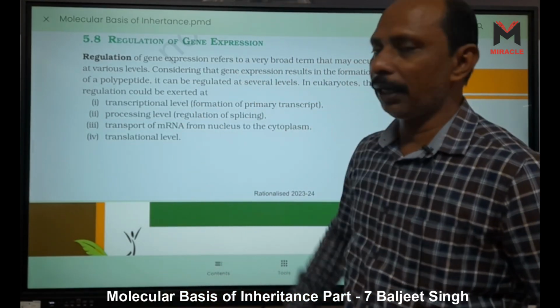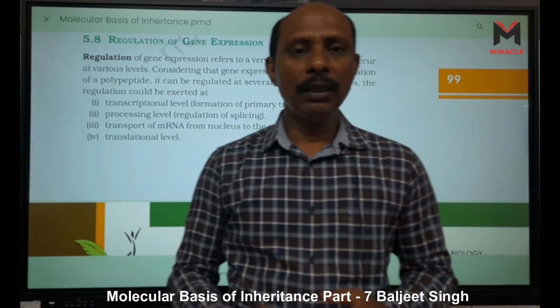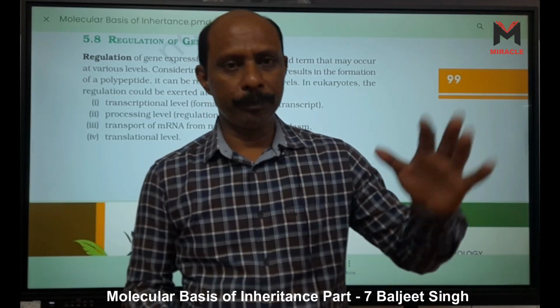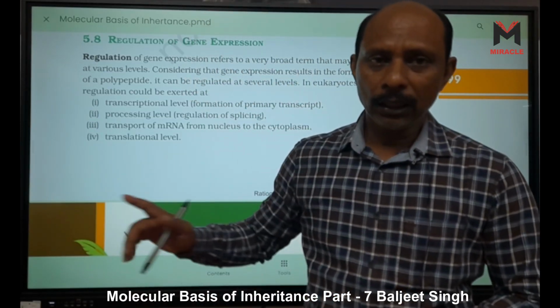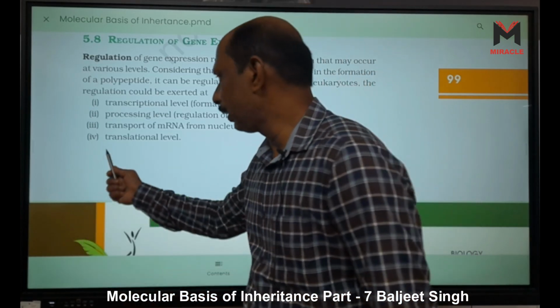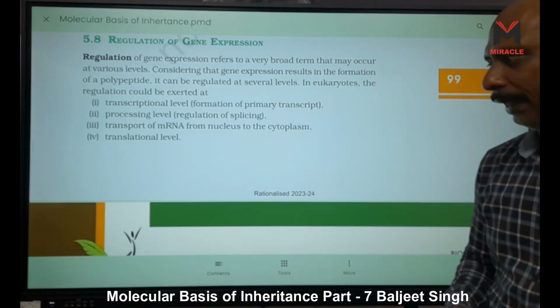Four levels are given here. First, the transcription level, the stage of formation of messenger RNA. Second, the processing level: capping, tailing and splicing, when the intron is removed. Third, when messenger RNA moves from the nucleus to the cytoplasm. And fourth is the translation level, at the time of formation of polypeptides.